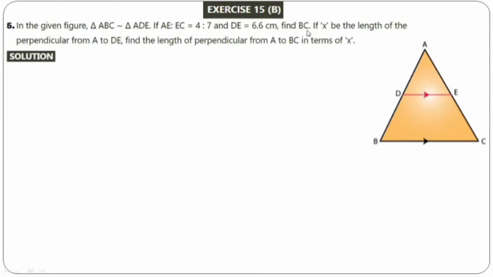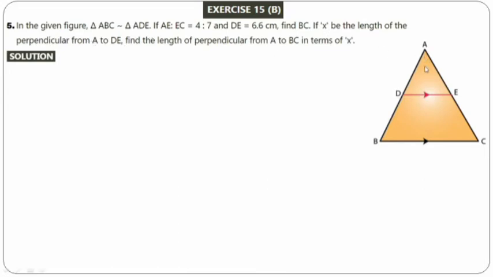Find BC. If X be the length of the perpendicular from A to DE, from A you have to draw a perpendicular to DE. So this is my DE, right? So from A you drop a perpendicular to DE, and find the length of BC. It is given that X is the length of the perpendicular from A to DE.